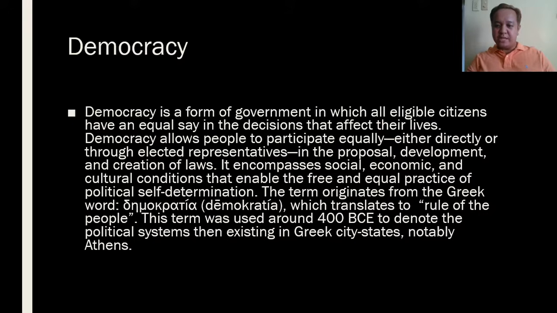The term originates from the Greek word demokratia, which translates to rule of the people. This term was used around 400 BCE to denote the political system then existing in Greek city-states, notably Athens.